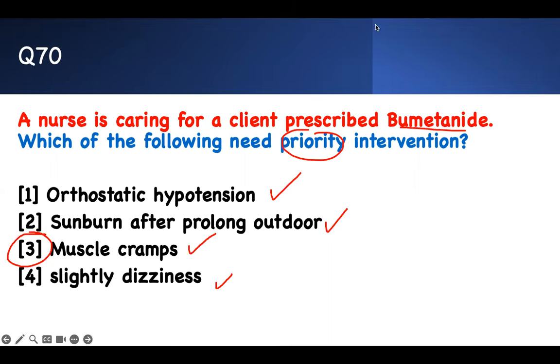Okay, so that's the right answer, number 3.